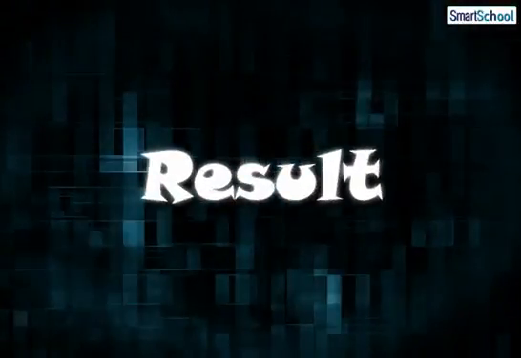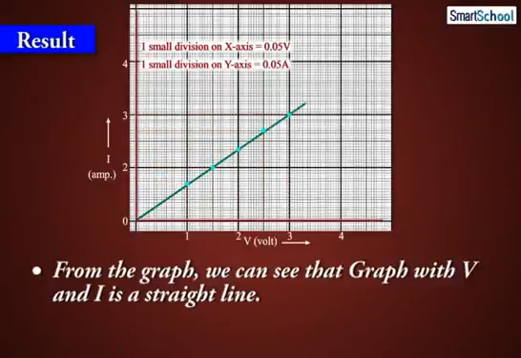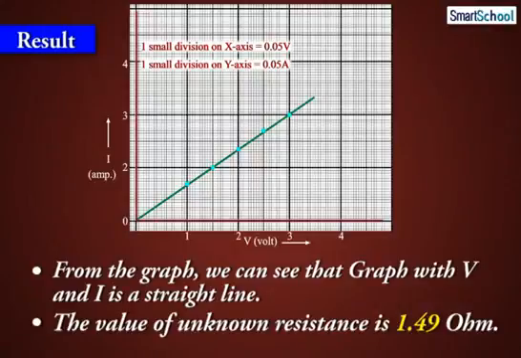Result. The result of this experiment is, from the graph, we can see that graph with V and I is a straight line. The value of the unknown resistance comes out to be 1.49 ohms.